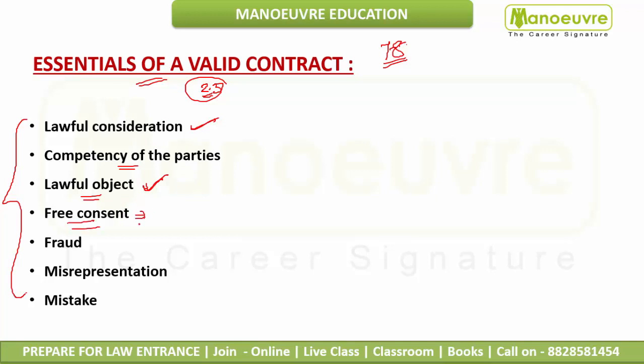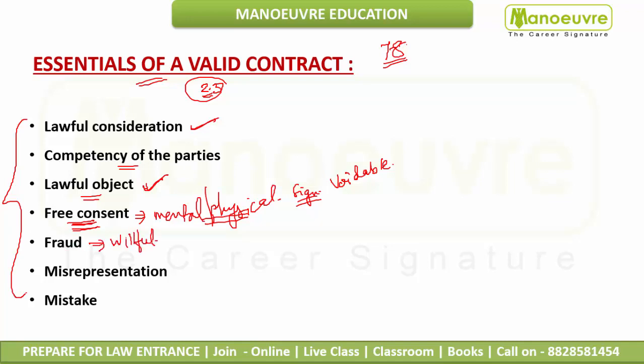Then is the free consent. You cannot have mental or physical pressure, guys, when you're signing a contract, correct? And if you sign a contract under that pressure, then it becomes a voidable contract, correct? So one of the most important things is that your consent has to be free. Fraud: if there is a willful fraud, guys, then the contract will become invalid, correct? Next is misrepresentation. There is a thin line between fraud and misrepresentation. We're going to see all of them with examples, correct?